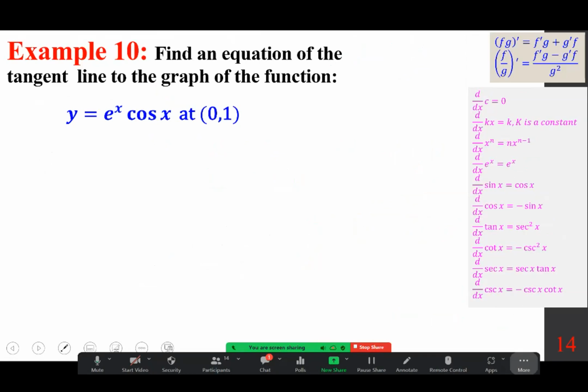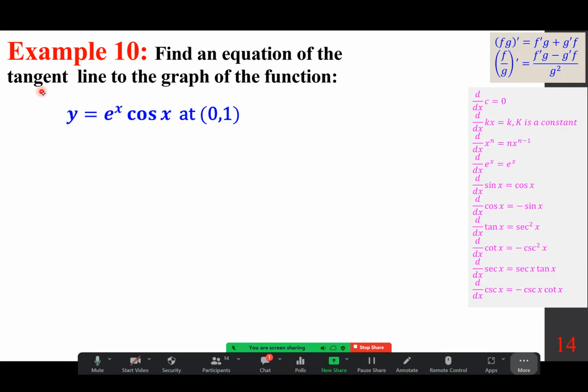All right, we want to find an equation of a tangent line to the graph of this function. Since we want the tangent line, we need two things. Any line in general, we need two things. What do we need? We need a pair x comma y, that is given. What else do we need? We need the slope.